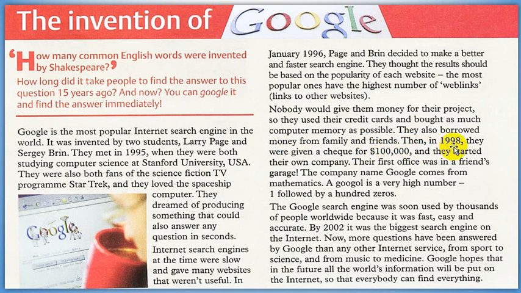Then, in 1998, they were given a check for $100,000, and they started their own company. Their first office was in a friend's garage. The company name Google comes from mathematics. A Google is a very high number, 1 followed by 100 zeros. The Google search engine was soon used by thousands of people worldwide because it was fast, easy, and accurate. By 2002, it was the biggest search engine on the internet.